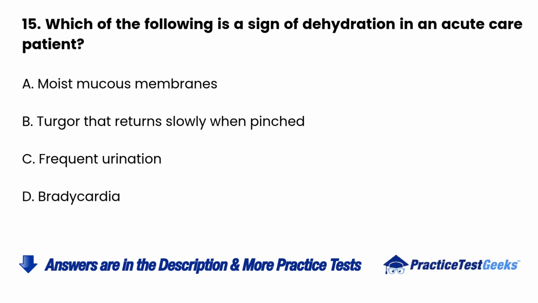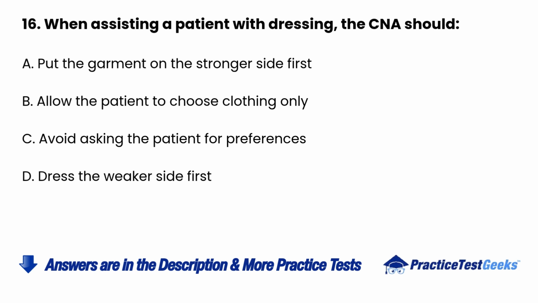15. Which of the following is a sign of dehydration in an acute care patient? A. Moist mucous membranes. B. Turgor that returns slowly when pinched. C. Frequent urination. D. Bradycardia. 16. When assisting a patient with dressing, the CNA should: A. Put the garment on the stronger side first. B. Allow the patient to choose clothing only. C. Avoid asking the patient for preferences. D. Dress the weaker side first.